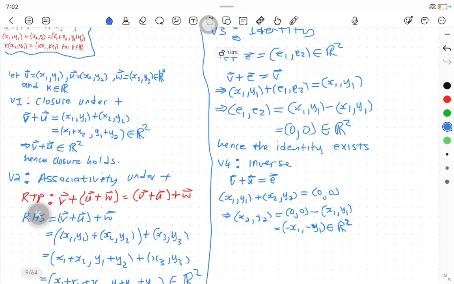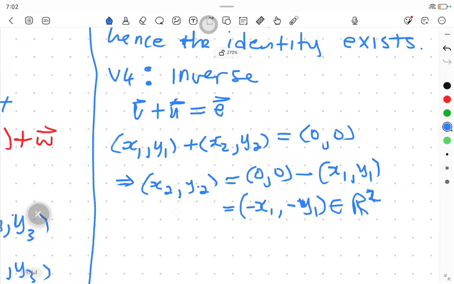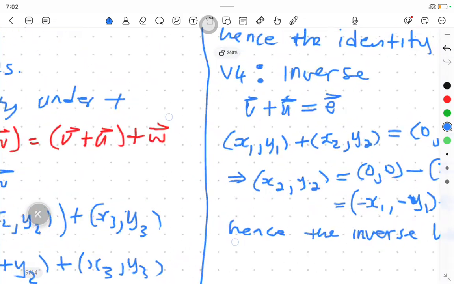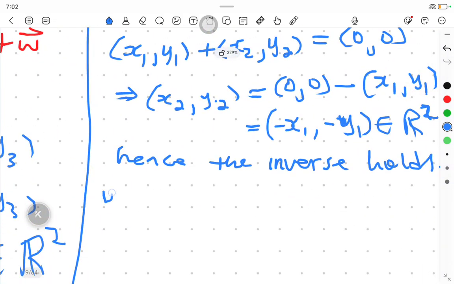You see, right? So we know that hence the inverse holds, or it exists. You see, right now. Then the fifth one, we can check the commutativity.